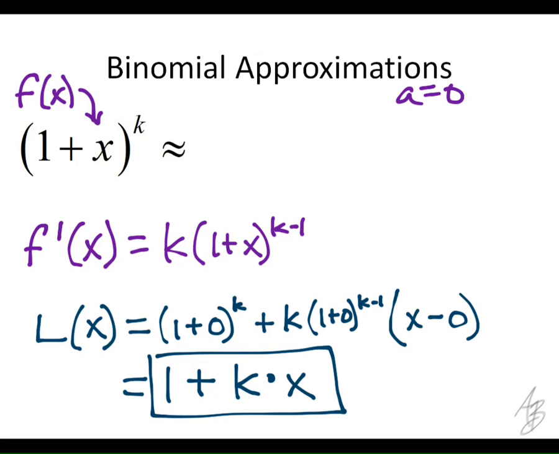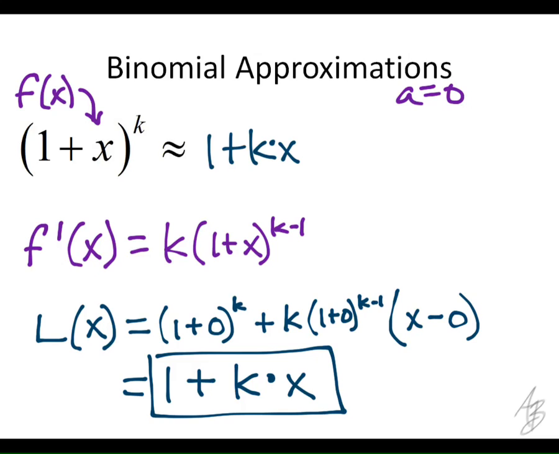So the linearization is equal to that, which means that this binomial is going to be approximately equal to 1 plus kx for values close to 0. It's important that we understand that's if x is close to 0. If x was like 100, it depends on what k is too, because k is going to determine what the second derivative is. But for values close to 0, this binomial is going to be really close to 1 plus k times x. So 1 plus whatever that exponent is times the small x value.